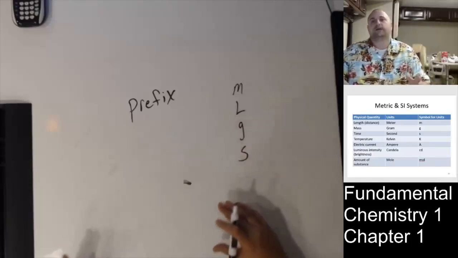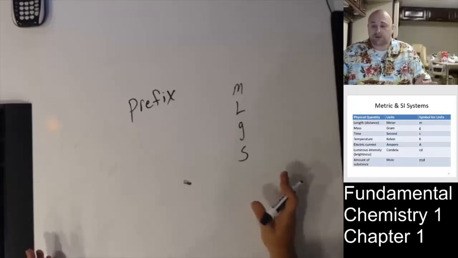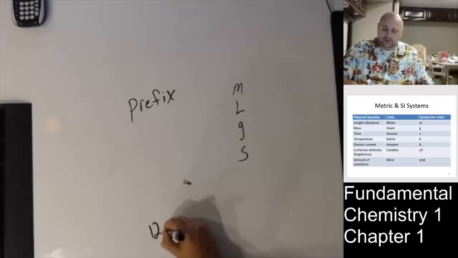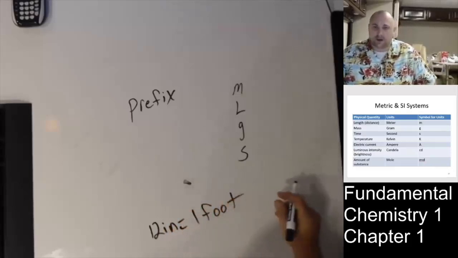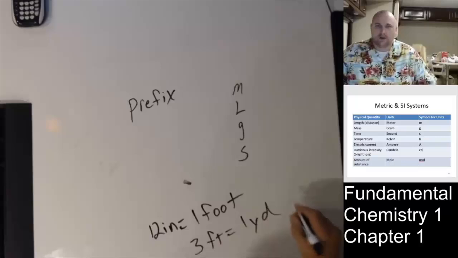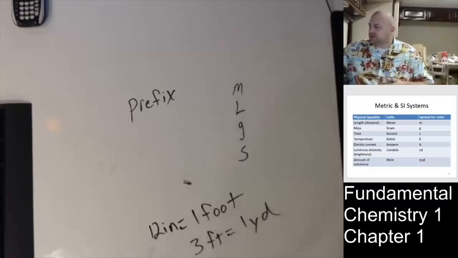And the secret to the metric system is to not try and memorize it like you were taught the English system. So you start off learning the English system, 12 inches equals 1 foot. And you learned a relationship like that and you memorized it. And then you said 3 feet equals 1 yard. And you memorized that. But that's not how the metric system's really set up.